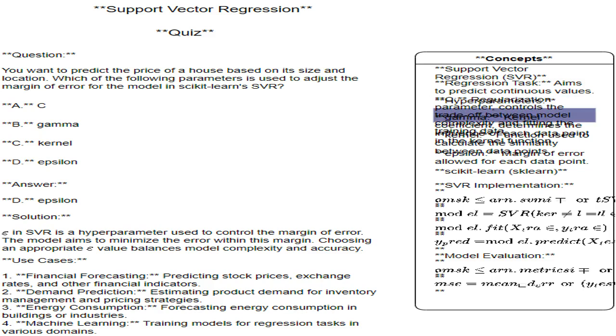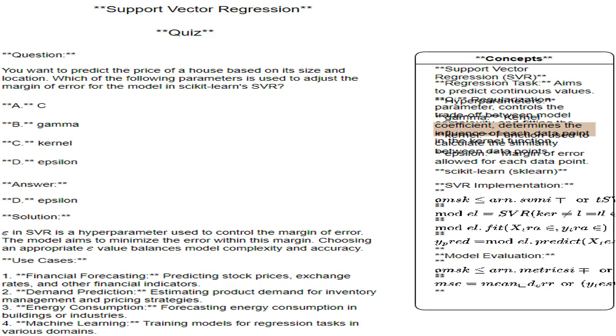C, the regularization parameter, controls the trade-off between model complexity and fitting the training data. A higher value of C means a more complex model that fits the training data better but may overfit. A lower value of C means a simpler model that may not fit the training data as well but may generalize better to unseen data.